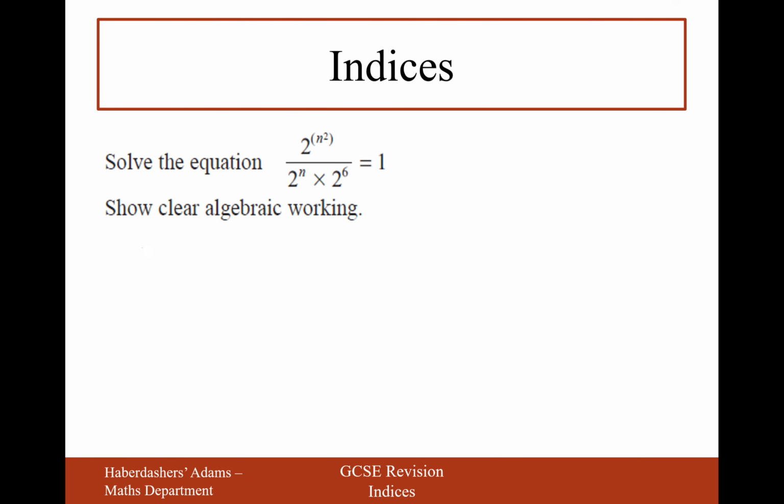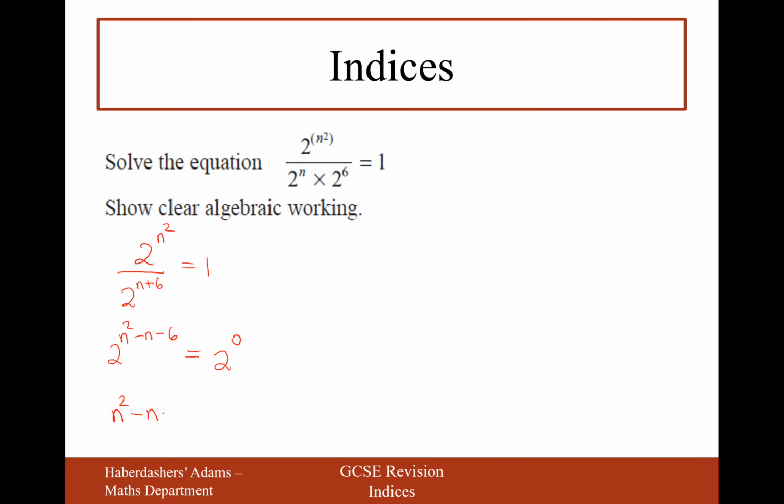Okay, let's multiply our indices together on the bottom. So it's going to be 2 to the power of n plus 6 equals 1. Now we subtract the indices, so it's going to be 2 to the power of n squared minus n minus 6 equals, now 1 is equal to 2 to the power of 0. That's the little trick that you have to use here. So therefore now the indices are equal to each other.